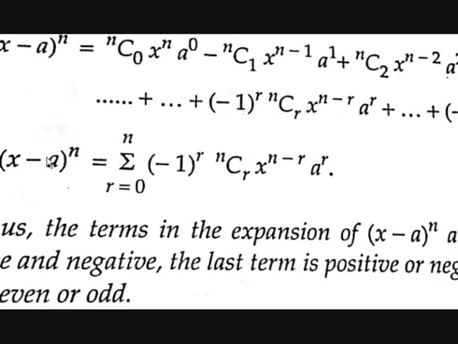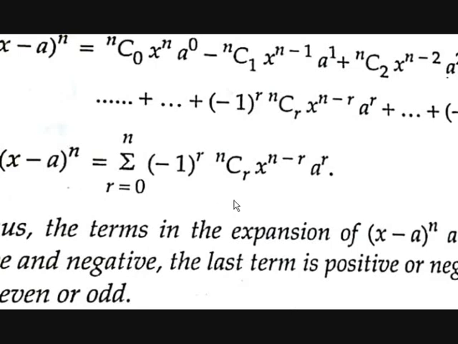Or you can write it like a general term, right? That is, (x − a)^n is equal to the summation of r = 0 to n of (−1)^r nCr x^(n−r) a^r. Here the just term added is (−1)^r. Okay, why is it added? To represent the negative and positive signs after each term, like the first term you will get plus, second term minus, third term plus, you can just use (−1)^r.